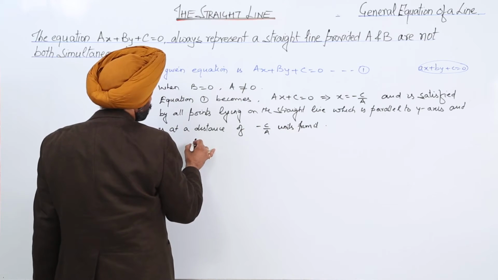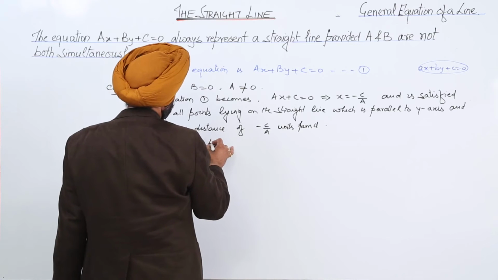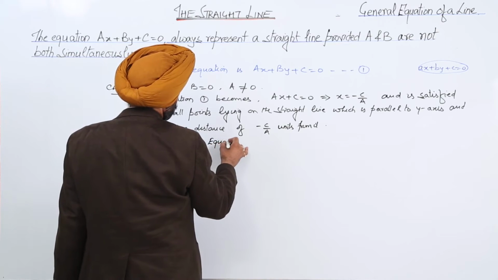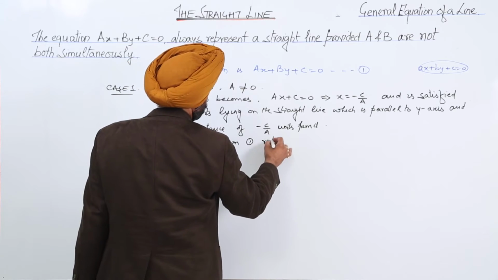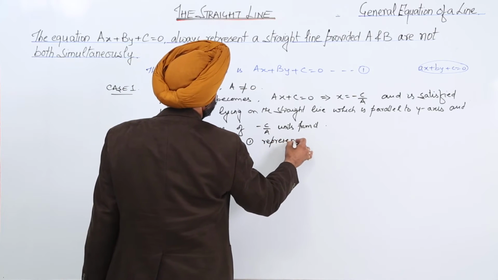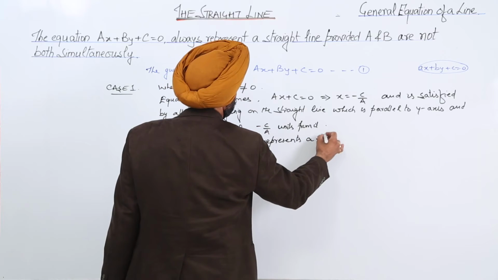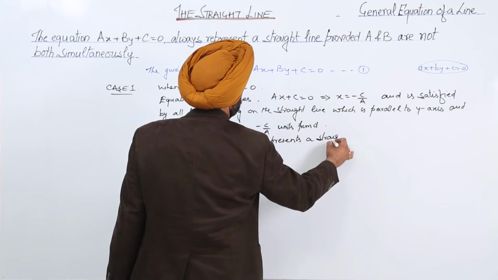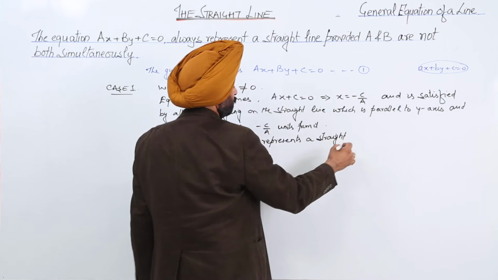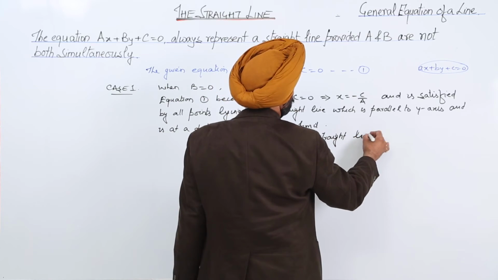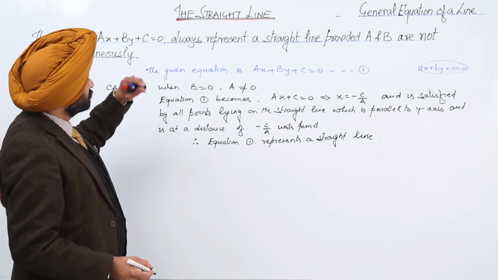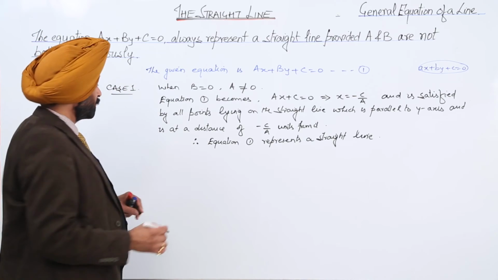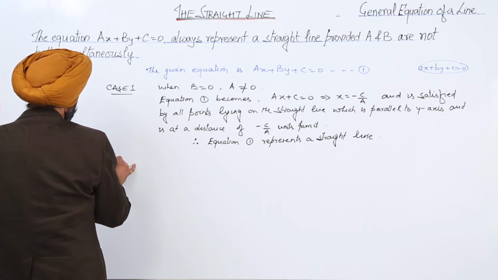Therefore, equation 1 represents a straight line. So this was what our line says, that the equation ax plus by plus c is equal to 0 represents a straight line. Okay? Now case 2.